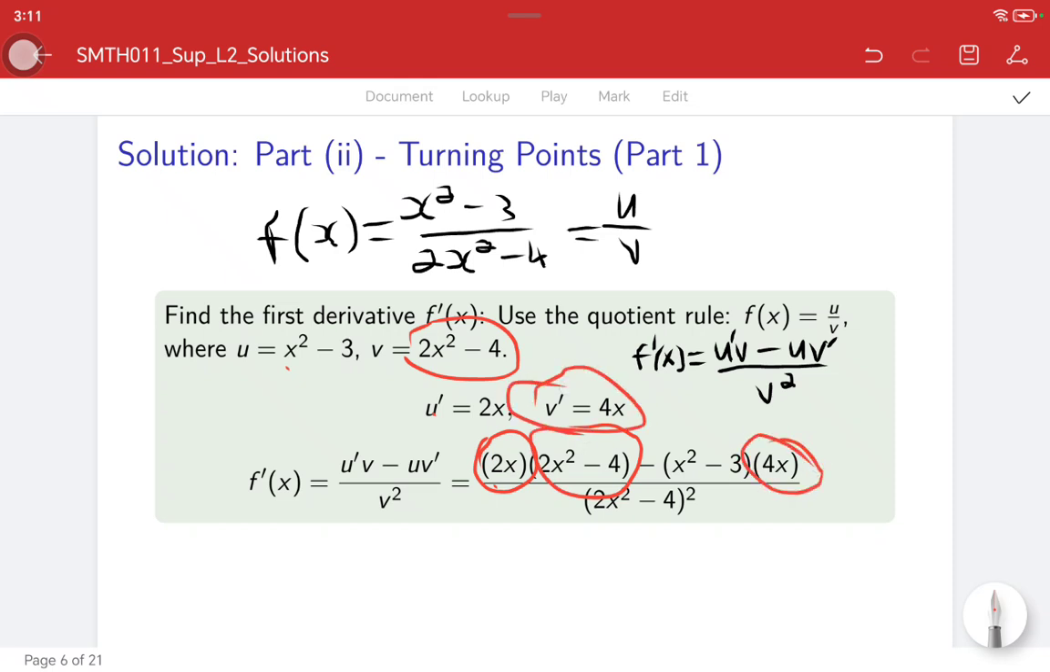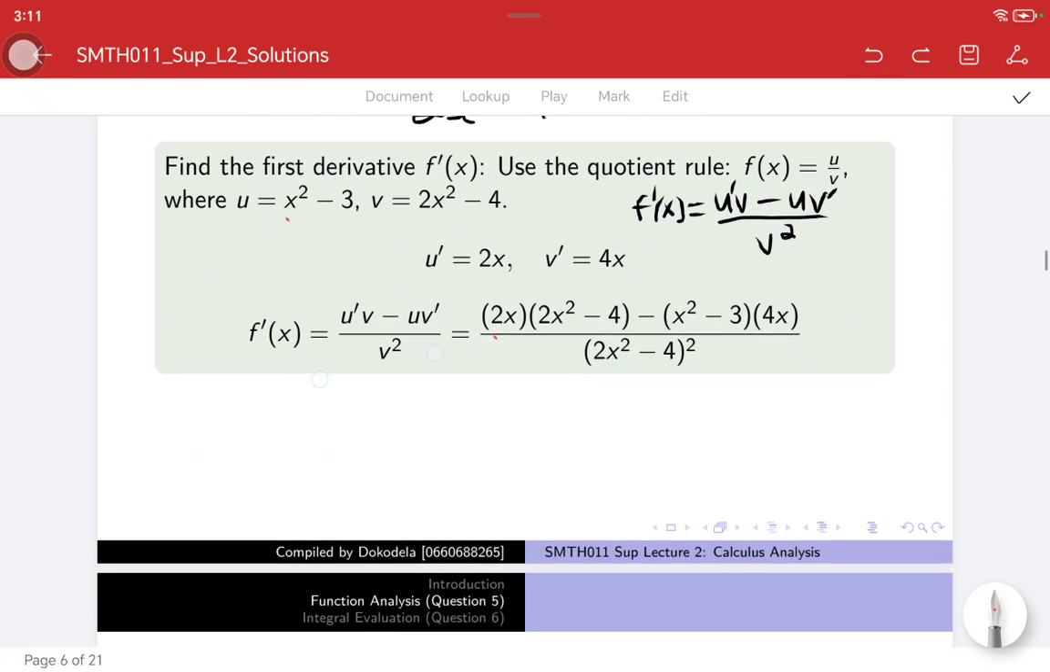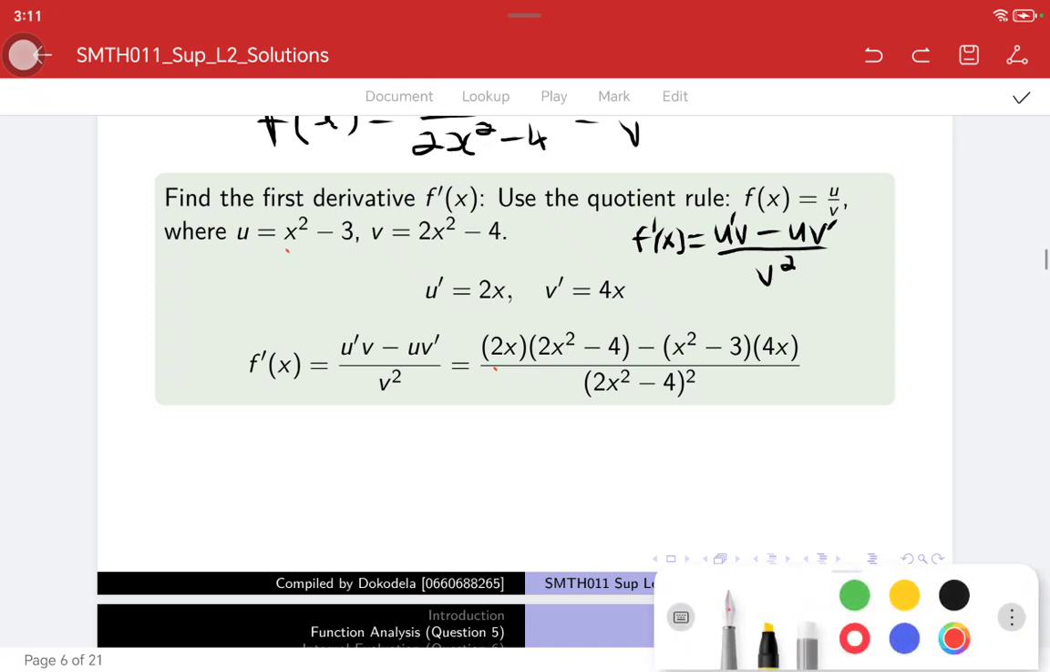We plug 4x, and u is that. We plug u, and we square v there in the denominator. You see, right? So it's much simpler this way. So things can get simple like that.